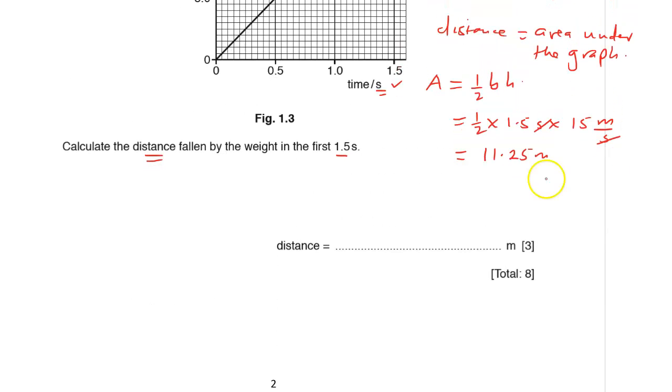So the distance here is 11.25. Always be on the lookout, especially when you are doing extended questions. Some questions do not have the units given. So you are supposed to supply the unit if the unit is missing.